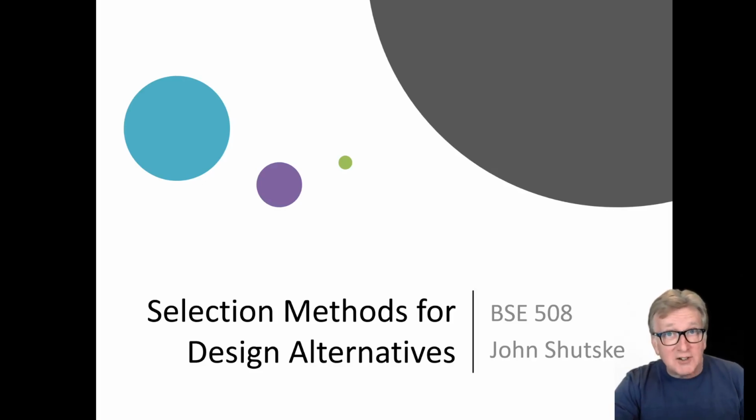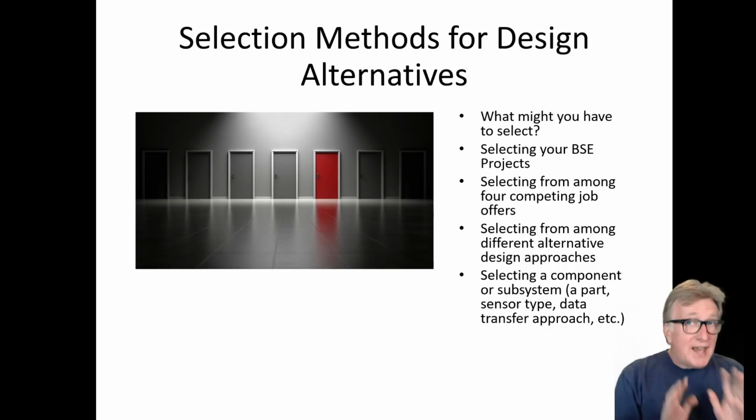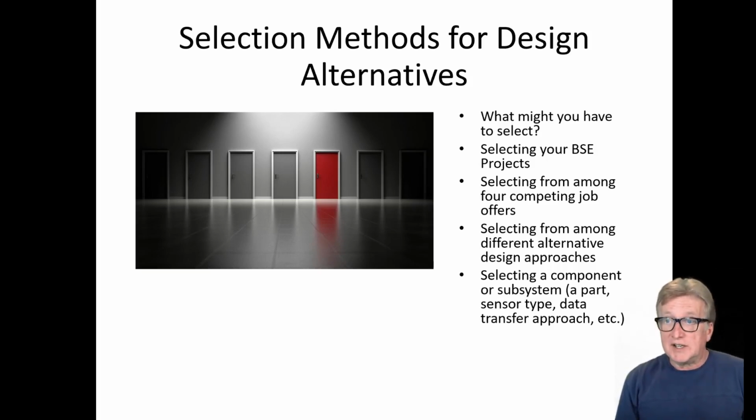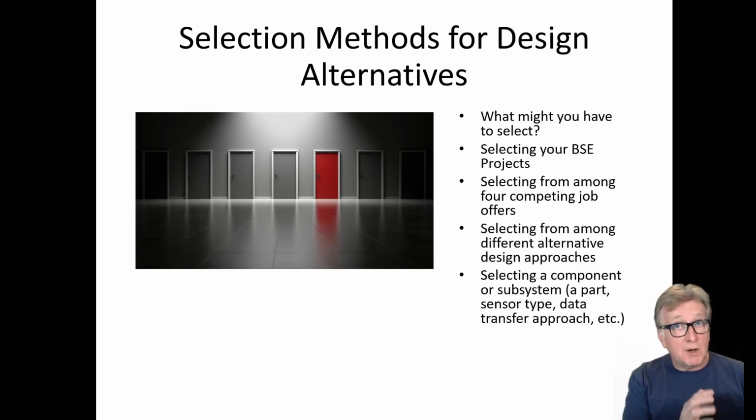Whether you're an engineer or not, when you make decisions, it's really good to have a framework for making those kinds of decisions. So when we think about selection methods for design alternatives, what are some of the things that you may have to select from, or what are some options you may have to consider in the future? For example, at the beginning of this class, BSE 508, you had to think about the different types of projects you might want to work on.